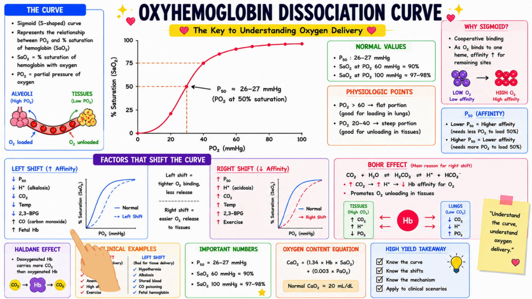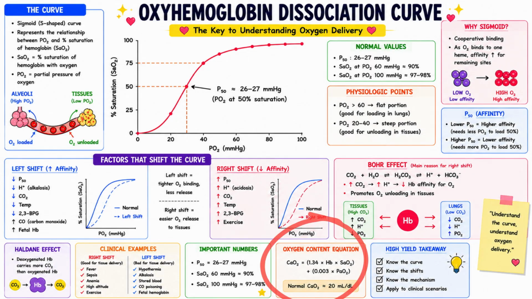This is why carbon monoxide is so deadly. CO binds hemoglobin with 200 times the affinity of oxygen. Left shifts the curve dramatically. The blood looks saturated. The pulse oximeter reads normal, but the oxygen is never getting to the tissues. And fetal hemoglobin, it has a natural left shift, higher affinity for oxygen than adult hemoglobin. This is how the fetus extracts oxygen from maternal blood across the placenta, a brilliant physiologic adaptation.